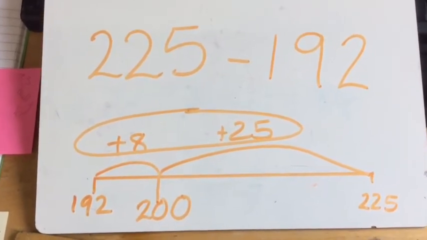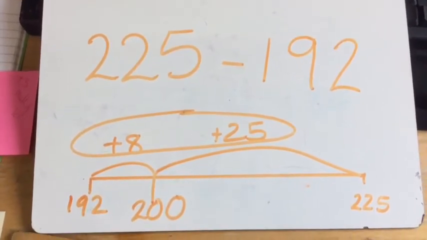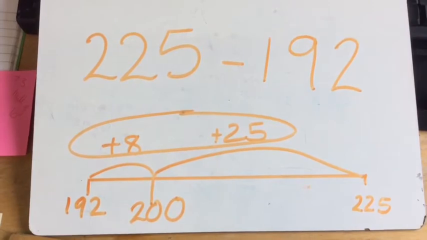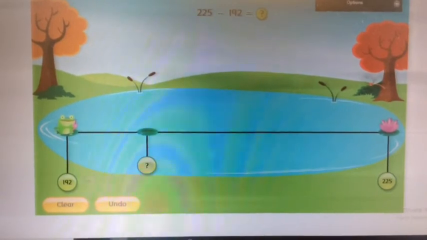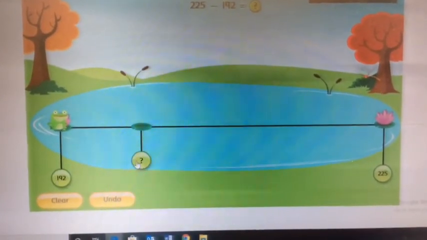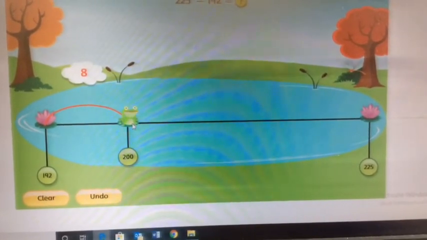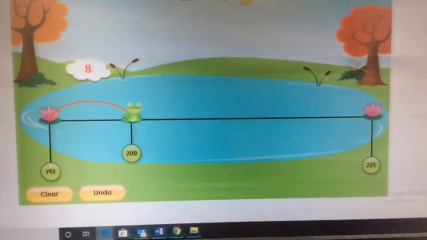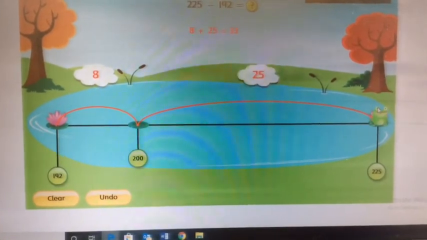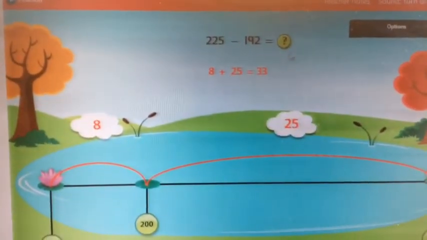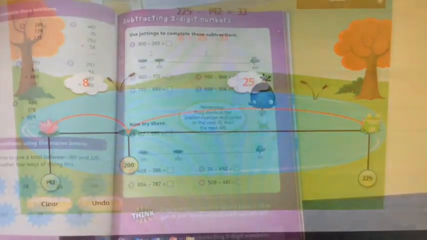I want you to check your work really carefully. Is it a sensible answer or are you way out? Have a think about how you could check it and then let's watch Frog do the calculation. Here we go then. Let's see if he does it like I did it. 192 here, and he's going to jump to 200. Yep, and that takes 8 jumps. And then from 200 to 225, 25 jumps, which makes 33. Did you get that? I hope so.